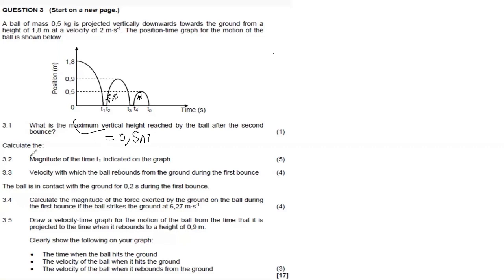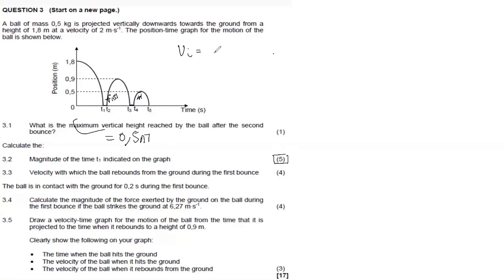Right. Then 3.2 says, calculate the magnitude of the time t1 indicated on the graph. And this is 5 marks. Now with a 5-mark question, I indicated to you that starting from 5 marks, you are allowed to use more than one formula. So if a question is about 5 marks, then expect that you might be using more than one formula to get the solution. So let's go ahead and collect the data here.